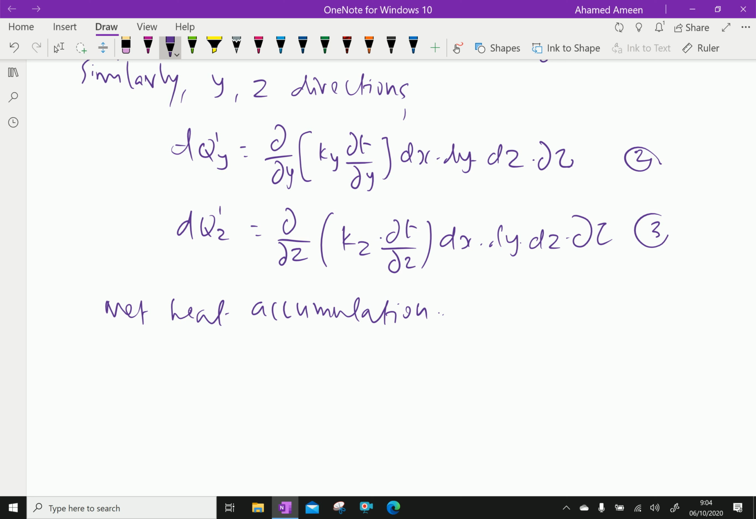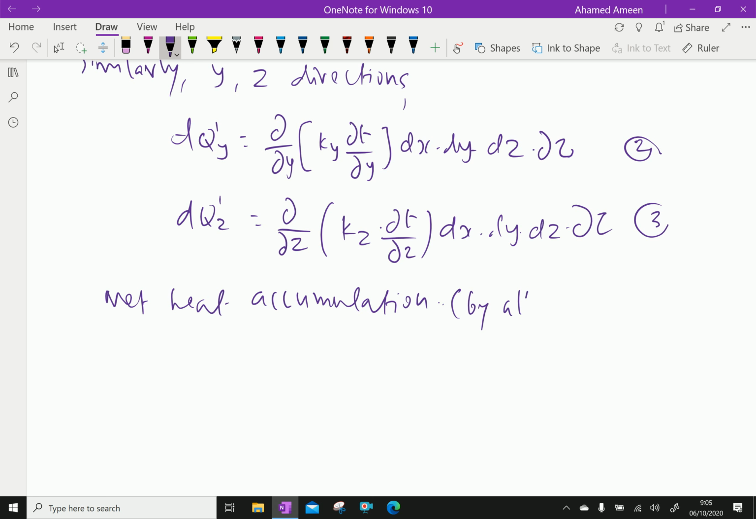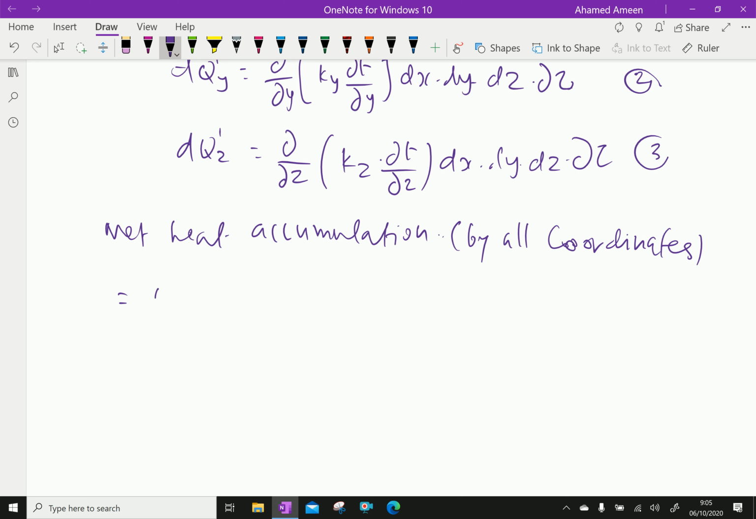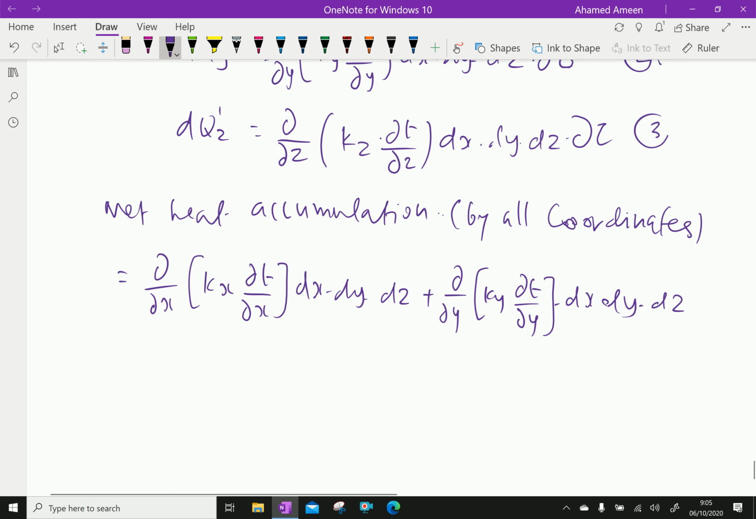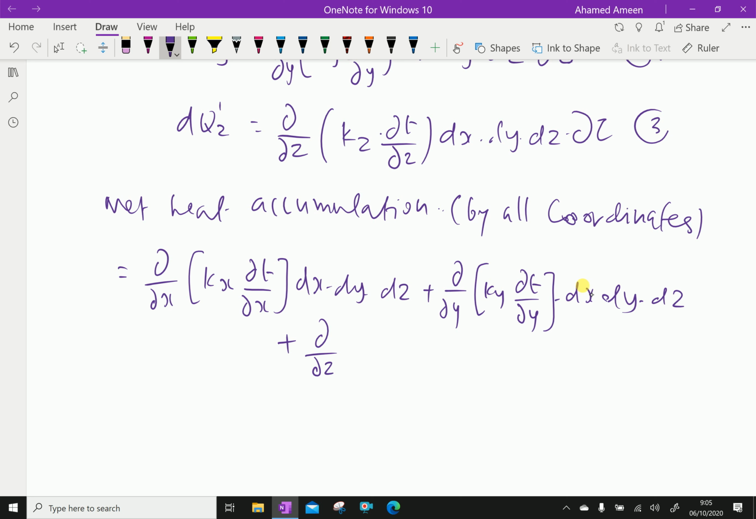Net heat accumulation in the element due to conduction of heat through all coordinates is equal to ∂/∂x (kx ∂T/∂x) dx dy dz, the same for y, ∂/∂y (ky ∂T/∂y) dx dy dz, plus ∂/∂z (kz ∂T/∂z) dx dy dz.